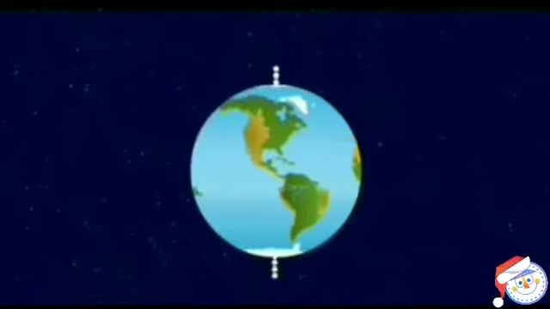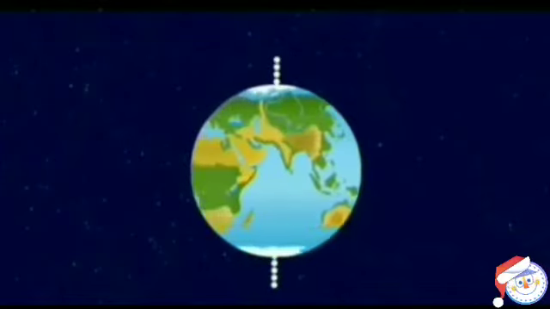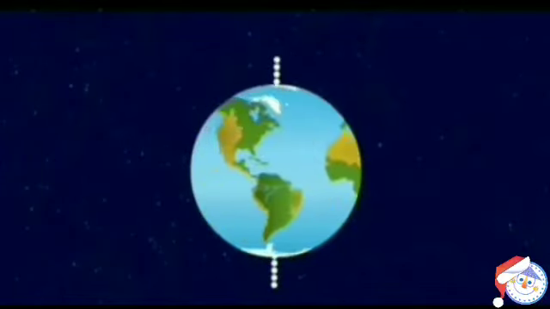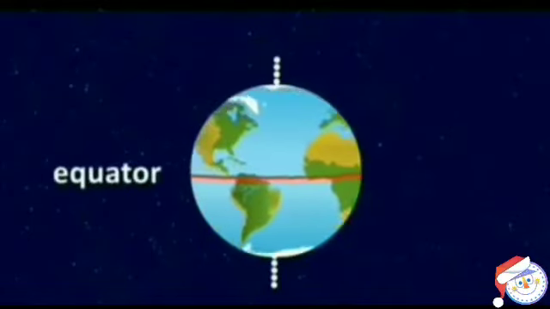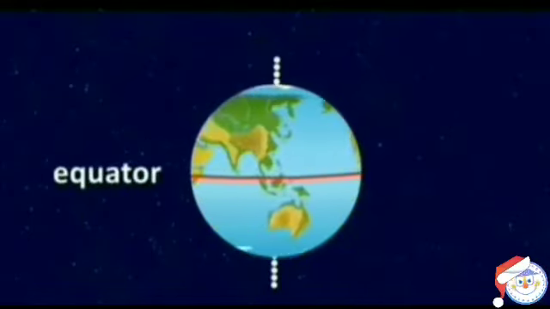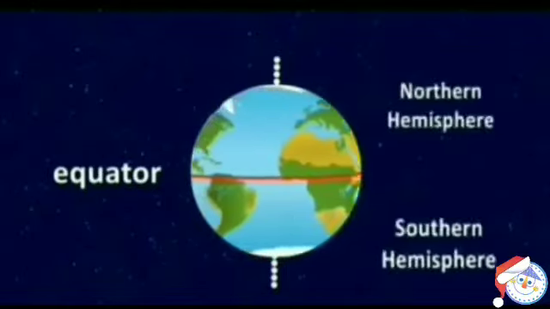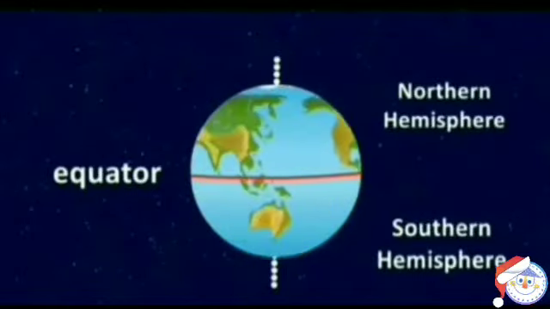Besides axis, earth is also surrounded by another imaginary line, that is equator. The equator divides the earth into northern and southern hemisphere.